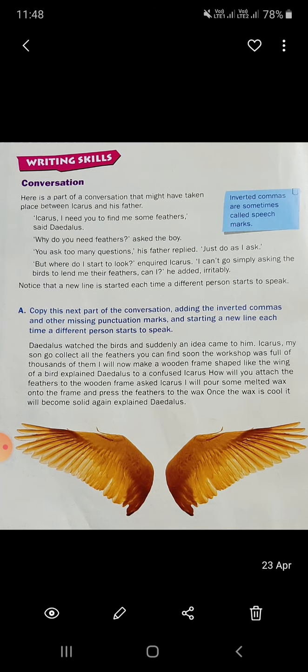You're supposed to write the words which the writer used to describe how Daedalus felt as he watched his son falling to his death. Is it clear? Can I move on to the next slide now? Yes. It's writing skills. And first is the conversation.